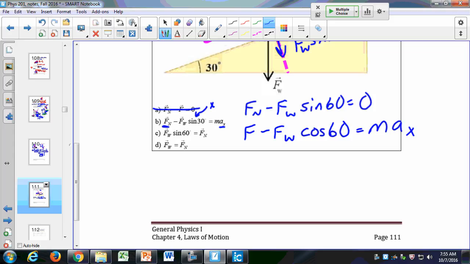This third one was correct. Fw sine 60 equals our normal force. That's straight from there. And D is incorrect because the force weight is not equal to the normal force, but a component of the weight is.